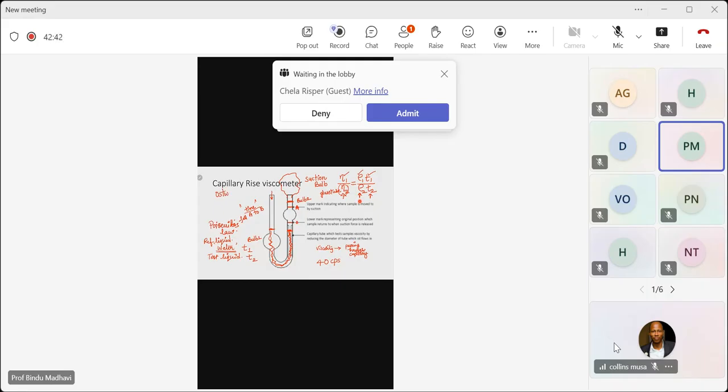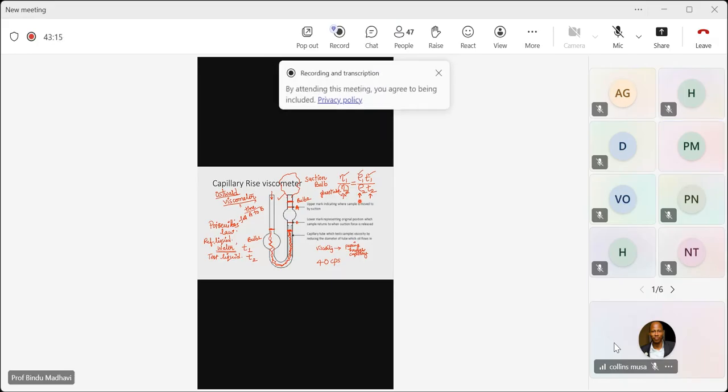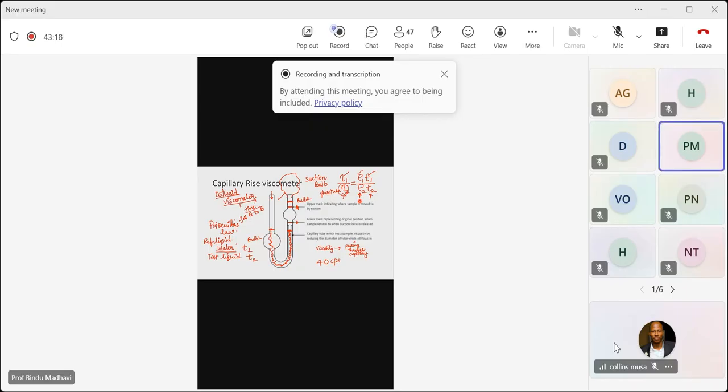So the brand name or the manufacturer name for the capillary rise viscometer is the Ostwald viscometer. So this is the viscometer which works by the principle of capillary rise. Am I clear? Clear, Prof. So that is about the capillary rise viscometer. Any doubts?